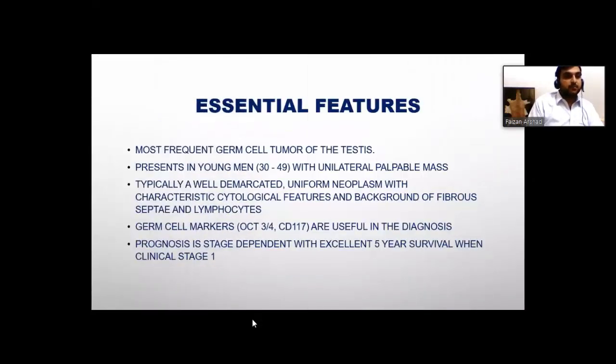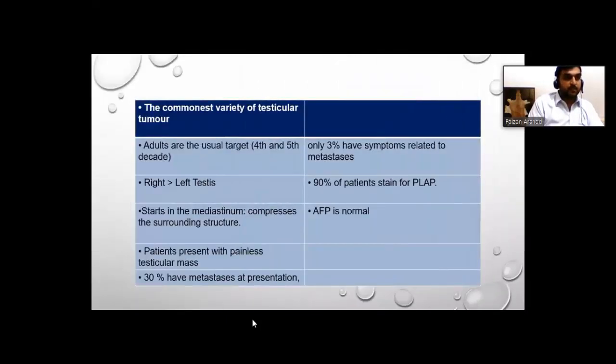Essential features of the seminoma: most frequent germ cell tumor of the testes, present in young men 30 to 49 years, unilateral palpable mass, typically a well demarcated uniform neoplasm with characteristic cytological features and a background of fibrous septa with lymphocytes. Germ cell markers are useful in the diagnosis. Prognosis is stage dependent, with excellent 5-year survival when clinical stage 1. So this is again a table narrating the same things.